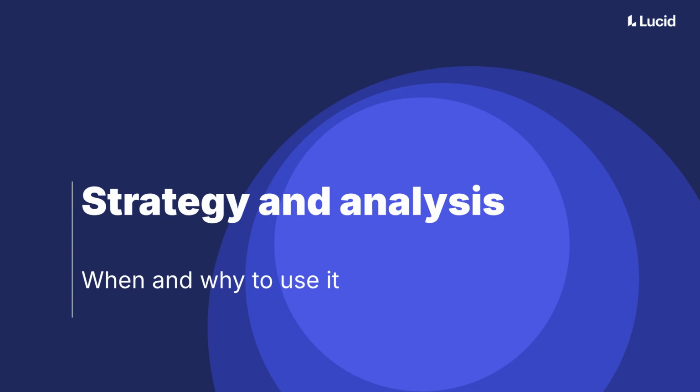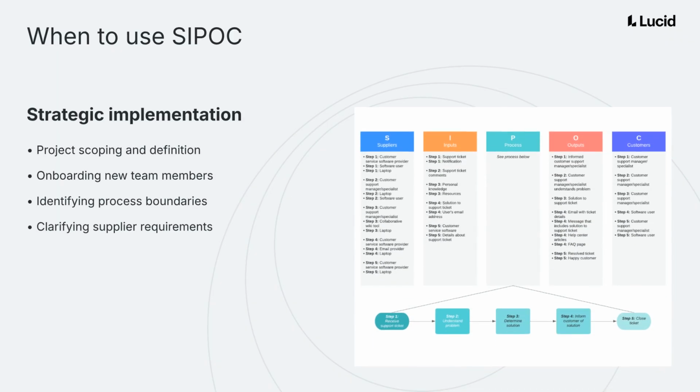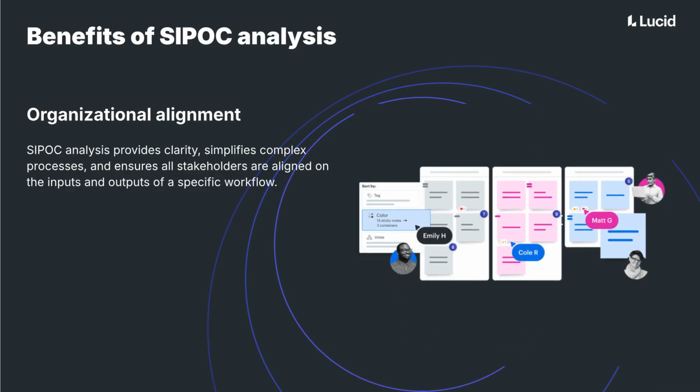Let's look at the best times to implement this tool in your workflow. When to use SIPOC: use it during initial project scoping to define boundaries, or when onboarding new team members to provide a clear, high-level process overview. Benefits of SIPOC analysis include improved cross-functional communication and a simplified view of complex systems, ensuring everyone stays aligned from the start of a project to finish.